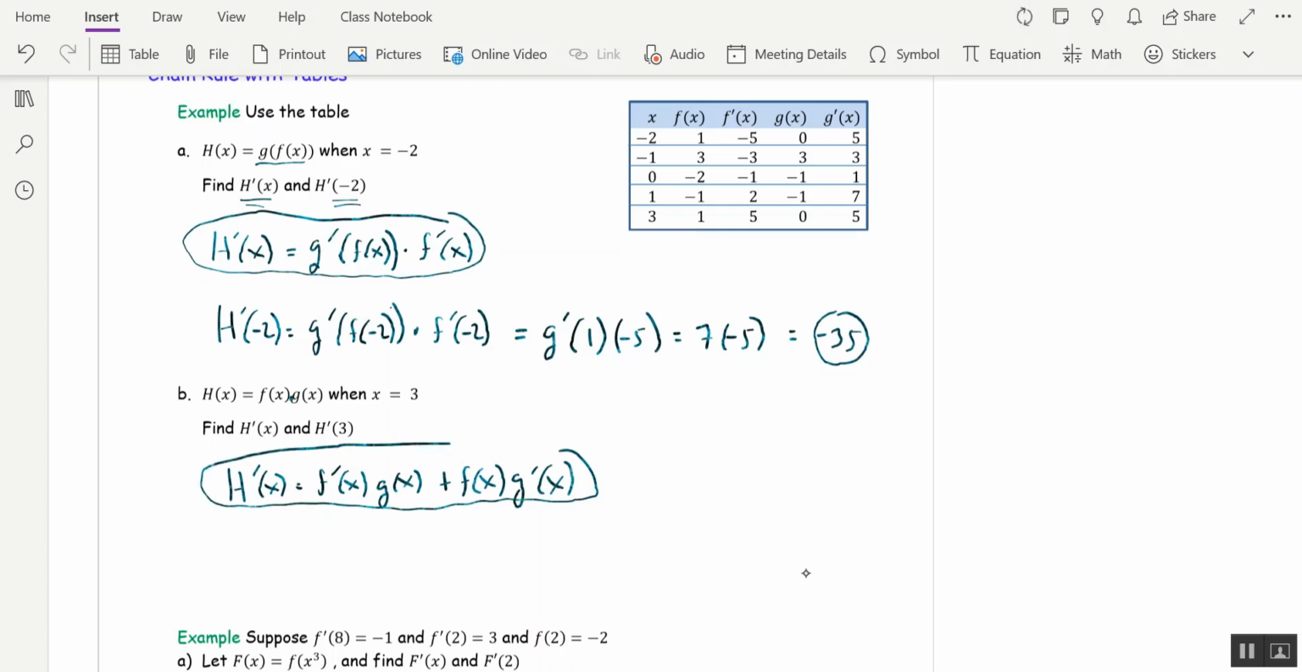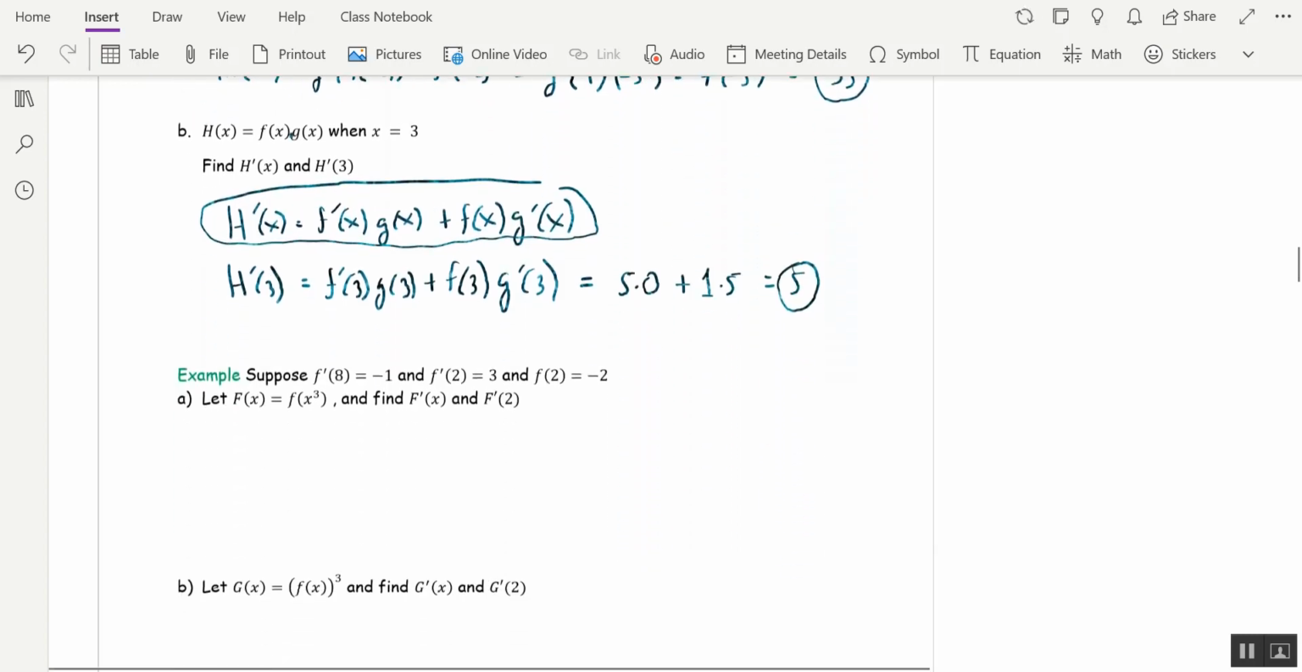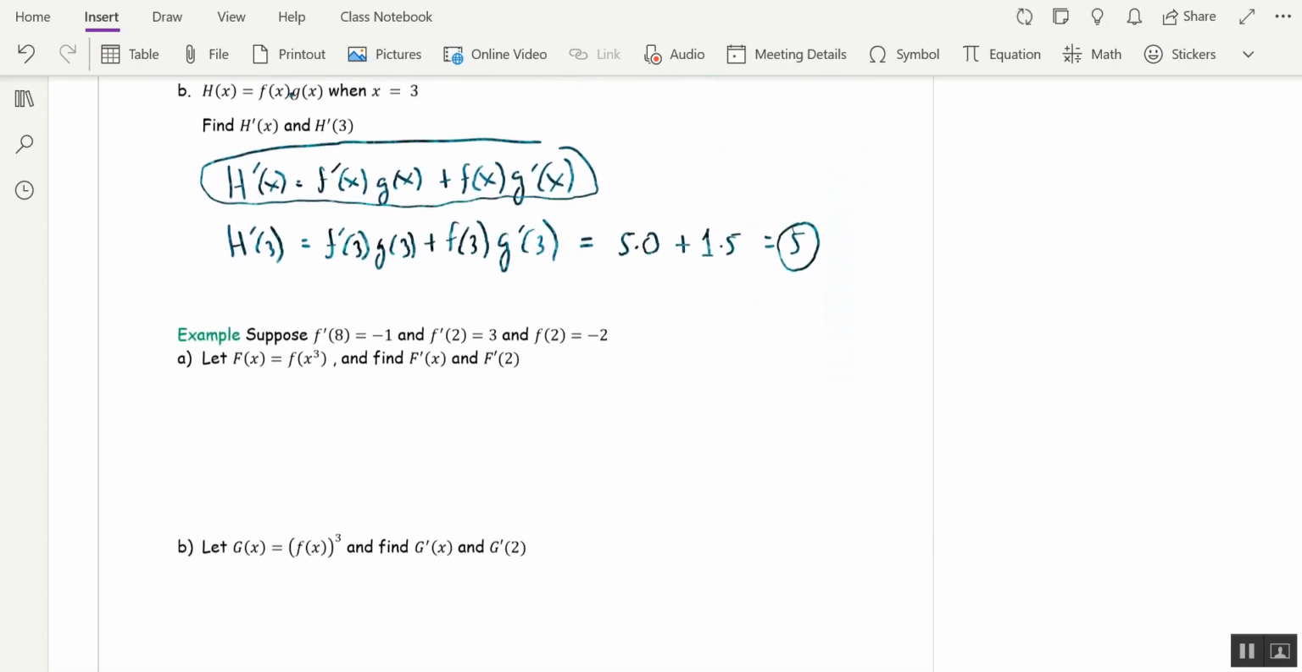That's a function. And then I want h prime of 3, which is f prime of 3, g of 3, plus f of 3, g prime of 3. And that's when I go to my table and I get 5 times 0 plus 1 times 5, which is 5. Okay, last two, again, compare and contrast.